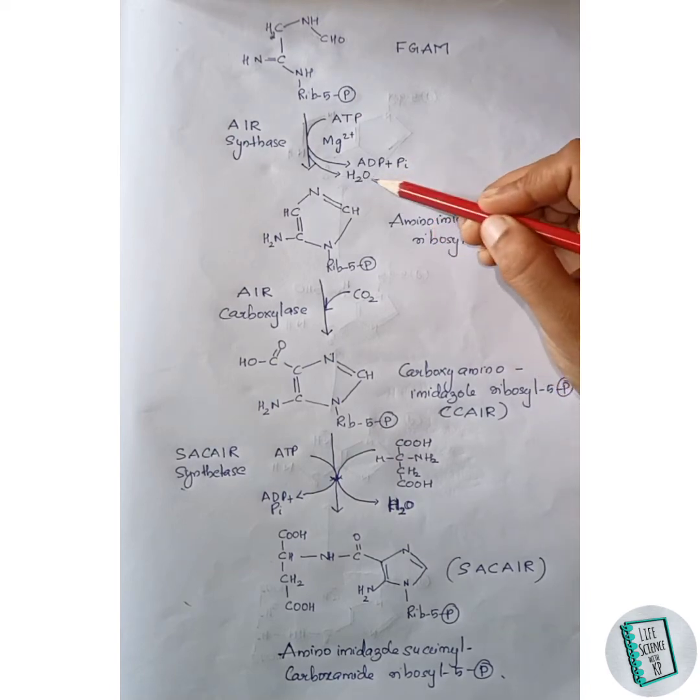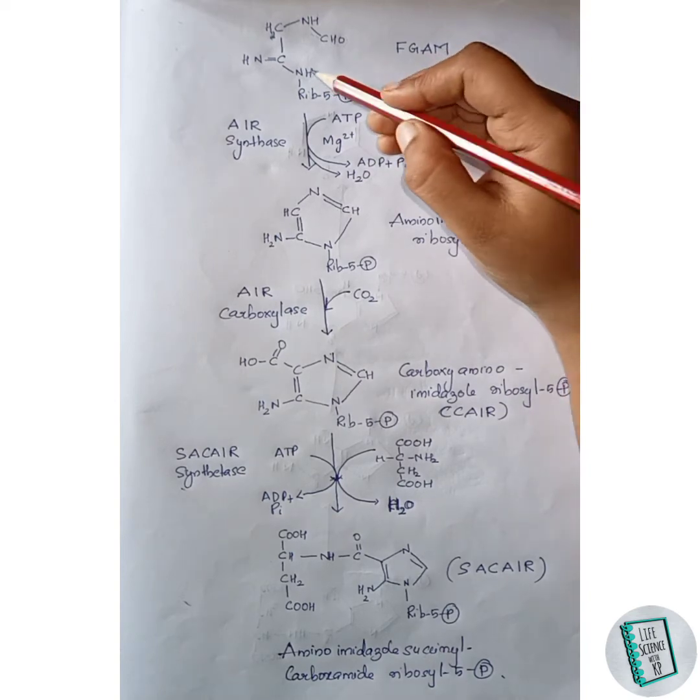The FGAM thus formed, then in presence of AIR synthase, or aminoimidazole ribosyl 5-phosphate synthase, forms aminoimidazole ribosyl 5-phosphate. So what happens here is energy is required for this step. So an ATP is converted to ADP and Pi, and there is water removal here.